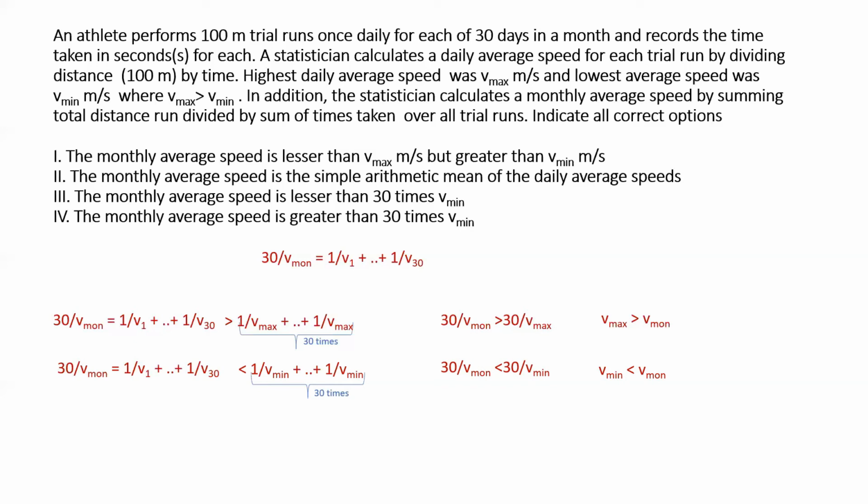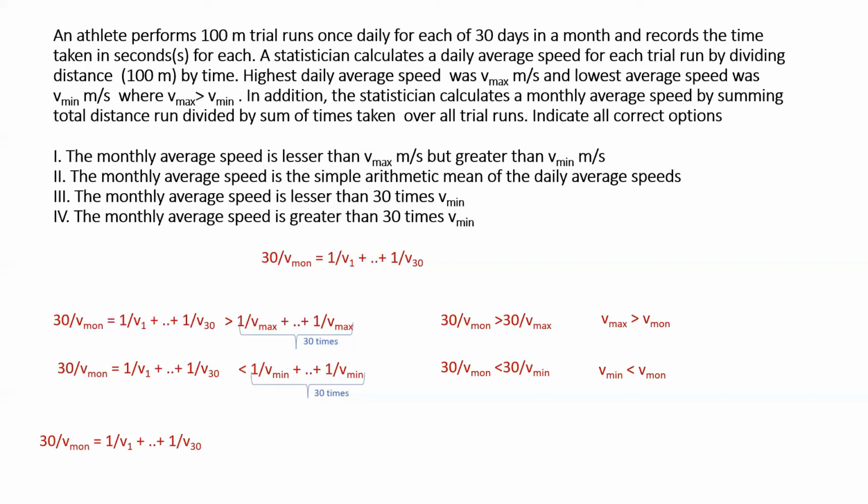So combining these two, what we are finding is the monthly average speed should be less than Vmax, but greater than Vmean. So option 1 seems to be the correct choice or correct option, but we don't know whether it's the only correct option. So for that, we need to verify if there is some truth in option number 3 and option number 4.